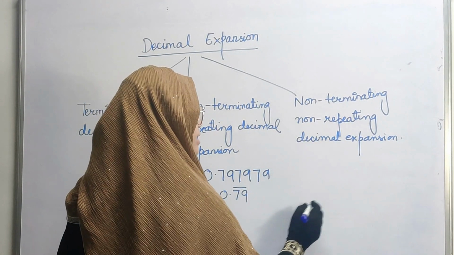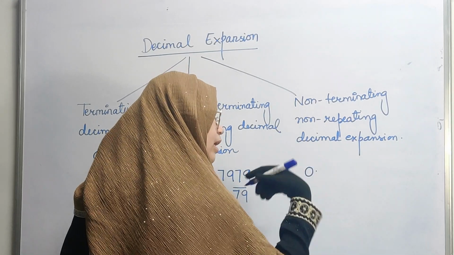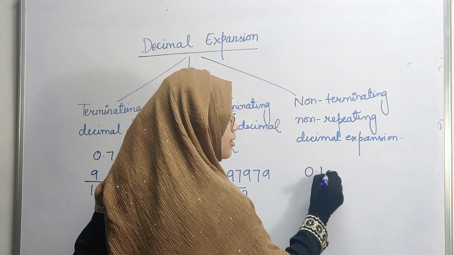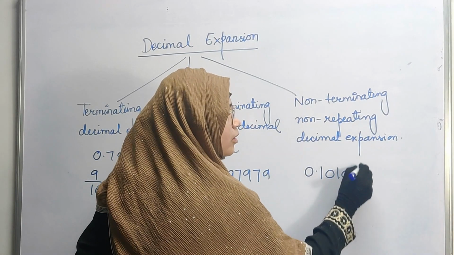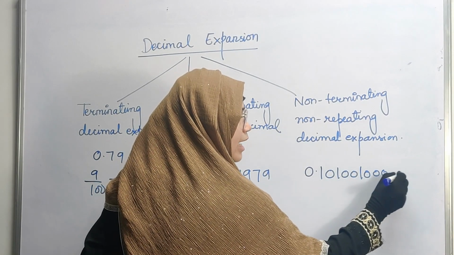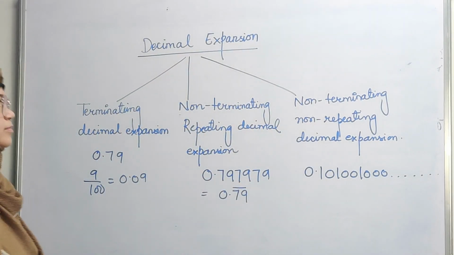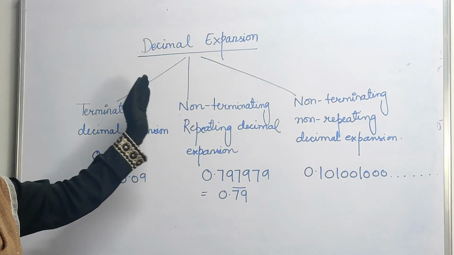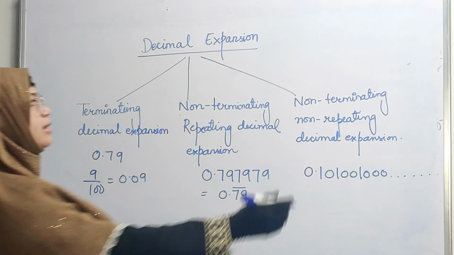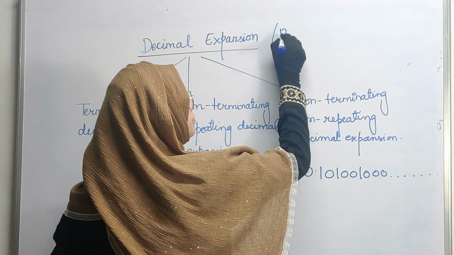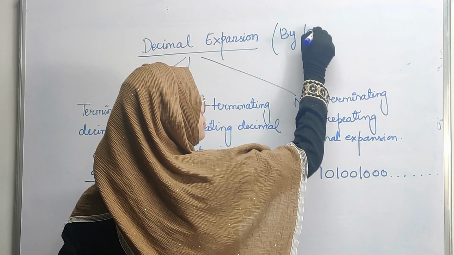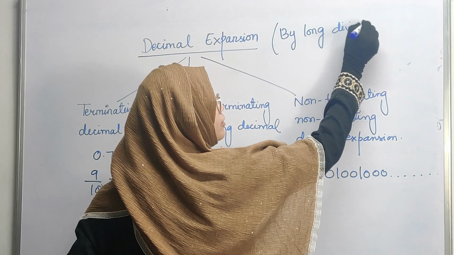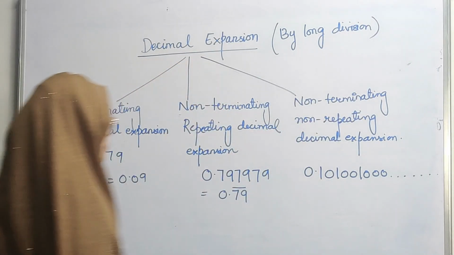Non-terminating non-repeating decimal expansion जो ना खत्म हो रहे हैं और ना ही रिपीट हो रहे हैं, 0.10 100 1000 and so on. So these are the three types of decimal expansion, and we can find decimal expansion by long division method. You already know what is long division method, which is basic division.